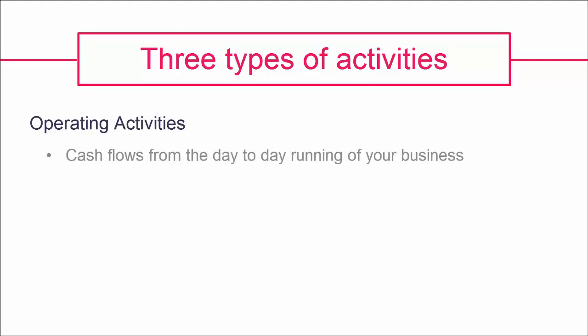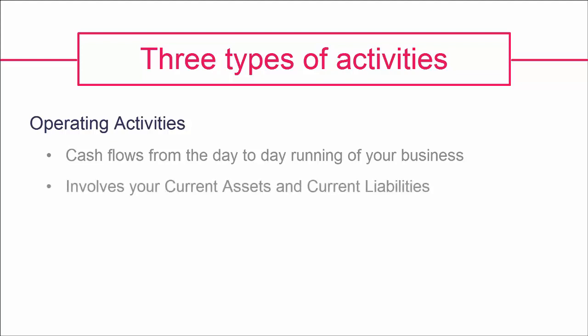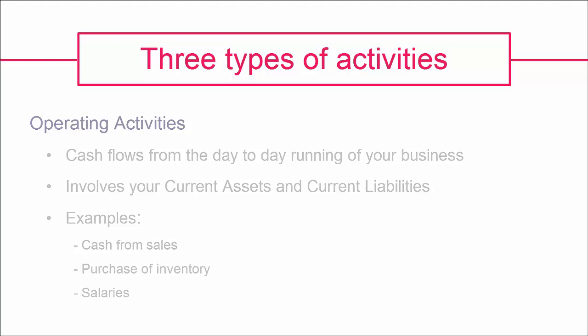Operating activities are the inflows and outflows of cash that have to do with your core business. This is the cash that you produce from the day-to-day running of your business and involves your current assets and current liabilities. Examples of operating inflows in my business are receiving payment for the sale of furniture or repairs I've done. And examples of operating outflows are paying my suppliers for inventory and other internal expenses, like my employees' salaries.